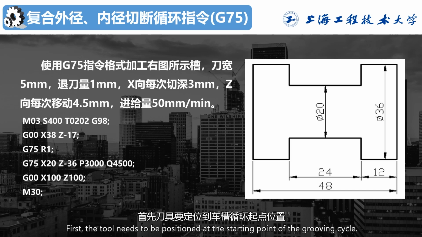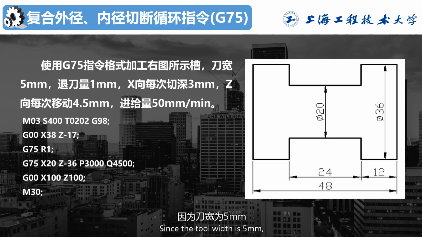First, the tool needs to be positioned at the starting point of the grooving cycle. Since the tool width is 5 mm, the starting Z position is 12 plus 5, equal to 17. As this is the direction towards the workpiece, it is Z17, with a retraction amount of 1 mm. The first line of the G75 command is followed by R1. The absolute X and Z coordinates of the deepest point are 20 and -36 respectively, so it is X20, Z-36.